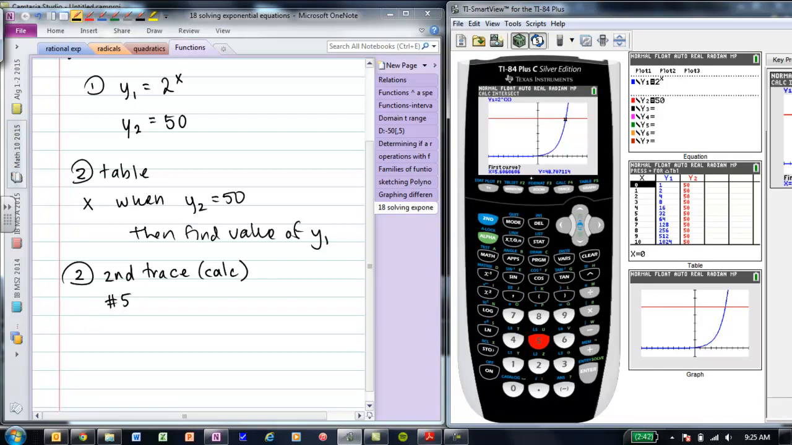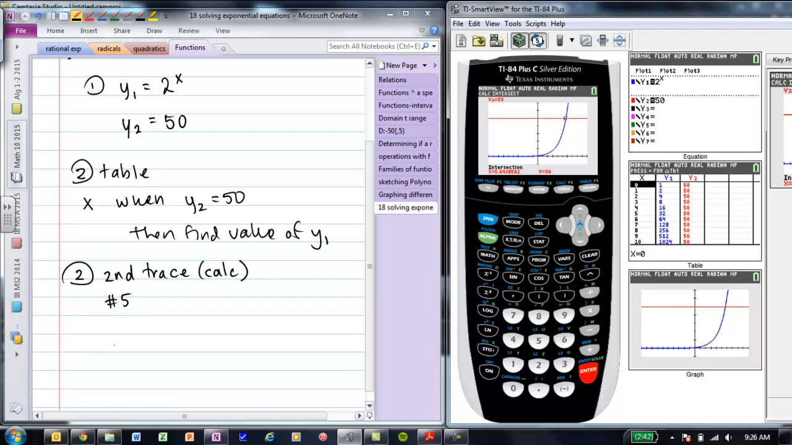You'll notice at the bottom of the calculator it's going to ask you for the first curve. You can move your cursor left or right until you get close to where the intersection is. Once you're there, hit enter. Then it asks you for the second curve. Again, you can move the cursor left or right until you get close to where they intersect, and then you hit enter. It asks you to guess, which just means hit enter again, and then it gives you the intersection.